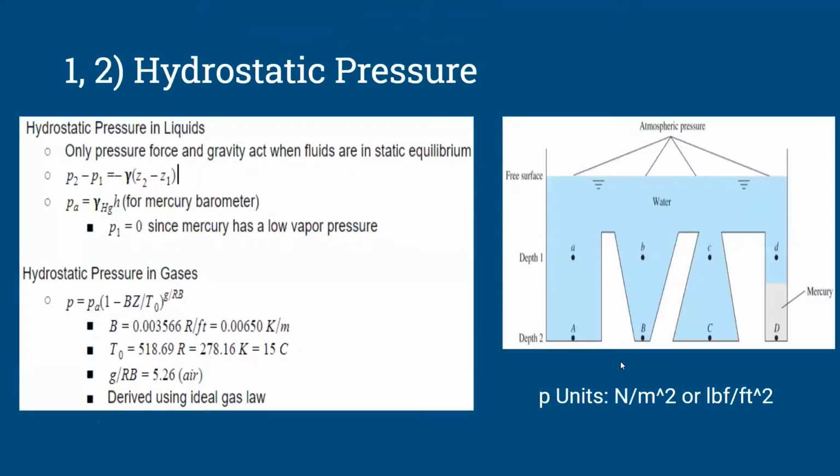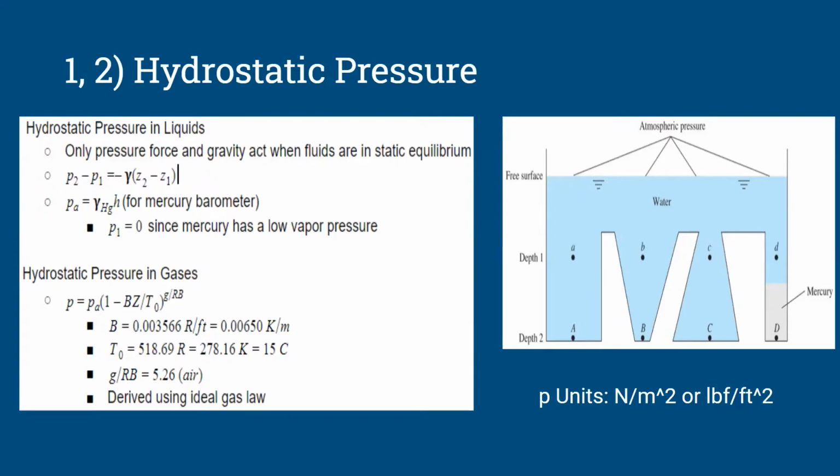All right, so first up, we're going to have hydrostatic pressure, which there are going to be two kinds. One is going to be in liquids and the other in gases. So when fluids are in static equilibrium, there's only pressure, force, and gravity acting, which is going to result in the given equation: P2 minus P1 is equal to negative gamma multiplied by Z2 minus Z1, where Z2 and Z1 are just going to be our heights.